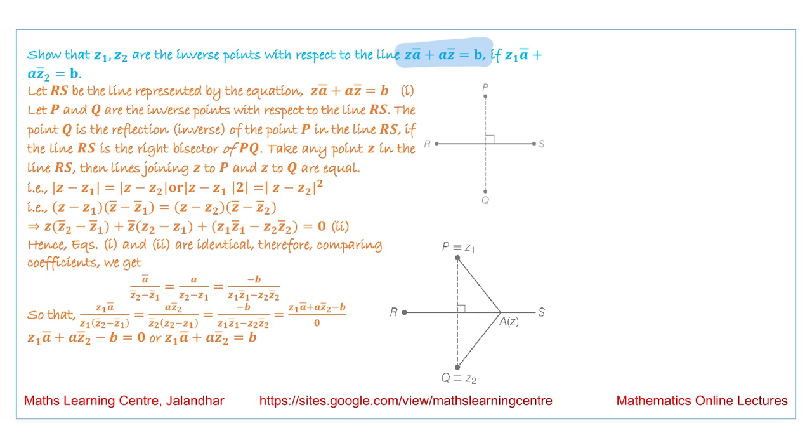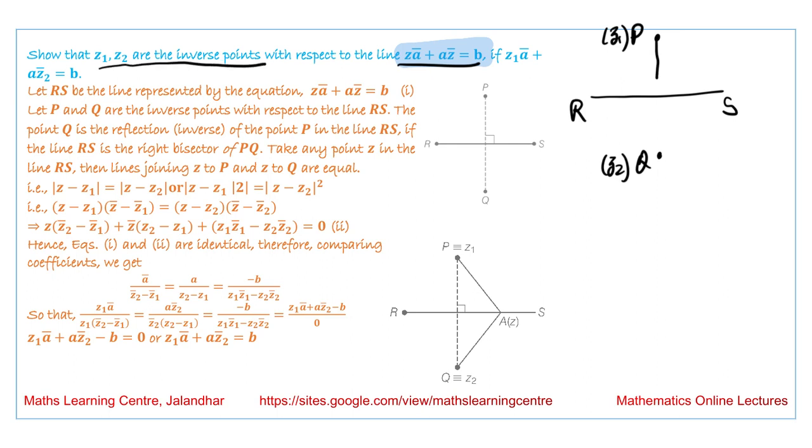Suppose we have a line over here. This is the line, this is the point R, this is the point S. And we have the points P and Q, which represent the points Z1 and Z2 respectively. So this point P is Z1, and this point Q is Z2. We have to show that these are the inverse points. So these are given to be the inverse points. It means these two lengths are given to be equal and this angle is given to be 90 degrees.